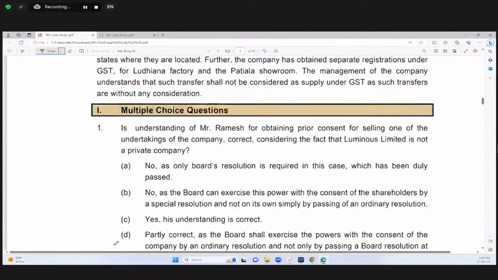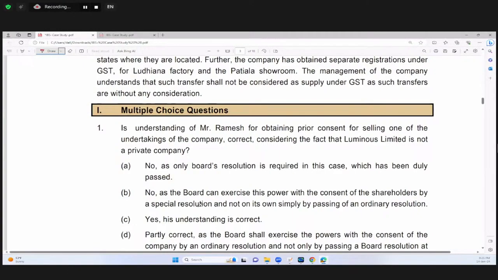Dear students, if we look in the multiple choice question, the first question, if we read, it is written here: is the understanding of Mr. Ramesh for obtaining prior consent for selling one of the undertakings of the company correct, considering the fact that Luminous Limited is not a private company. So we have read the complete case study. The question is based on prior consent for selling one of the undertakings. So after reading the MCQs, we will first read only the question. We will not go to the options of the MCQ.